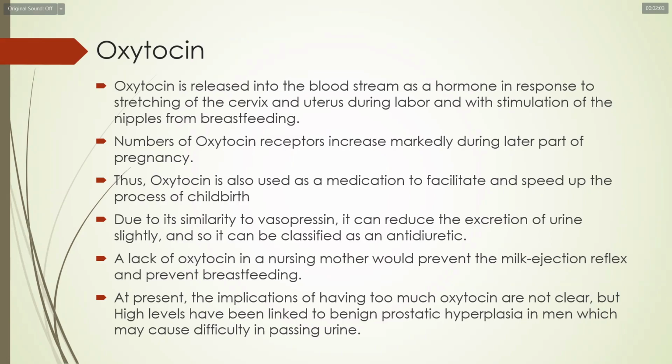Due to its similarity to vasopressin, it can reduce the excretion of urine slightly. وعشان هيك إحنا مرات نستخدمه كأنتي-diuretic. A lack of oxytocin in a nursing mother ممكن يسوي لها مشاكل بالميلك ejection reflex وبصعب عليها البريست feeding. At present, the implications of having too much oxytocin are not clear, but high levels have been linked to benign prostatic hyperplasia عند الرجال, which may cause difficulty in passing urine.